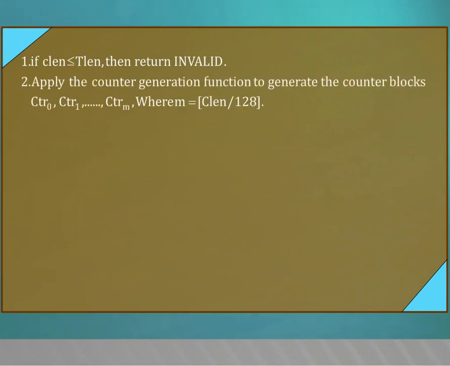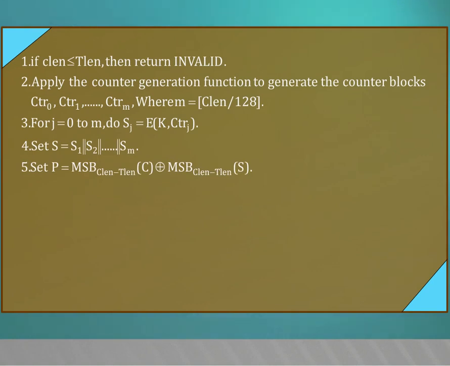Apply the counter generation function to generate the counter blocks CTR0, CTR1, and so on up to CTRm, where m is equal to Clen/128. For j is equal to 0 to m, do Sj is equal to E(K, CTRj). Set S is equal to S1 || S2 || and so on up to Sm. Set P is equal to MSB Clen minus Tlen of C XOR MSB Clen minus Tlen of S. Set T is equal to LSB Tlen of C XOR MSB Tlen of S0.